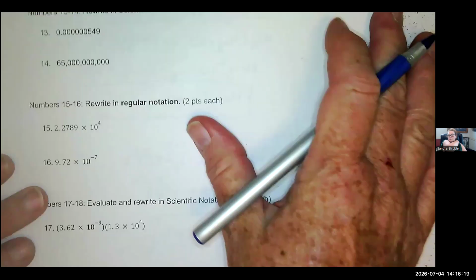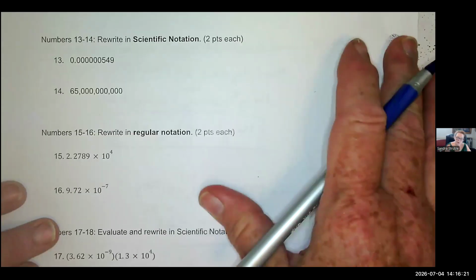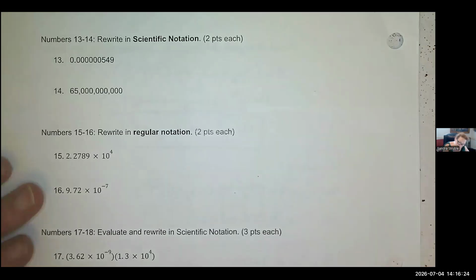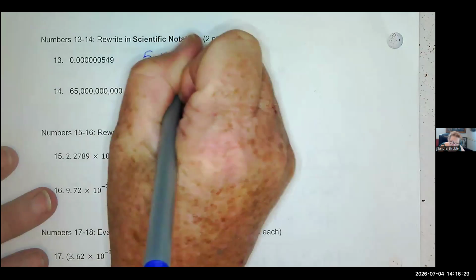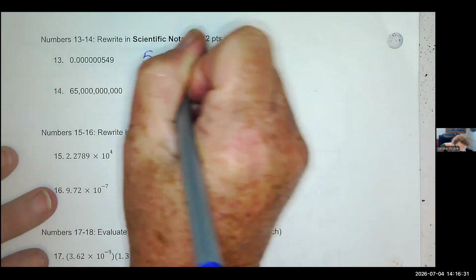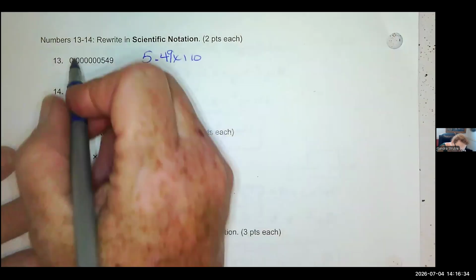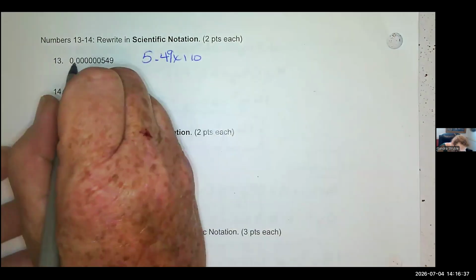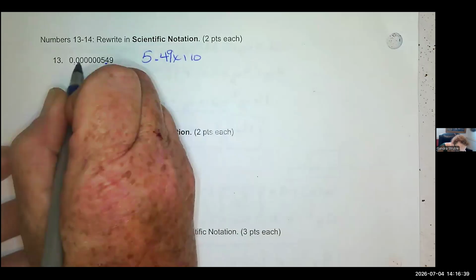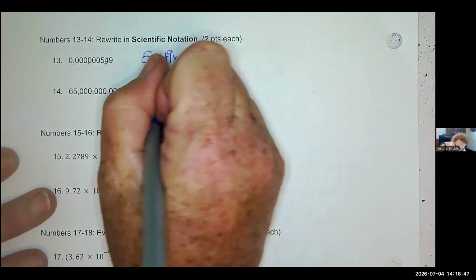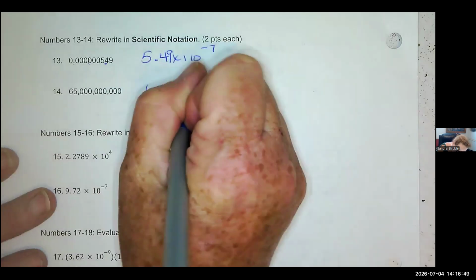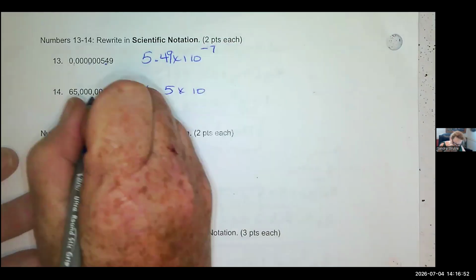All right, last page. 13 and 14, you're going to rewrite in scientific notation, and there are 2 points each. First thing you need to do is know that it needs to be 5.49, and then we need times 10 to the something. Well, that something is how many spaces does it take to get that decimal from here to here? And that's 1, 2, 3, 4, 5, 6, 7. So negative 7, because it would make it smaller. The other one would be 6.5 times 10 to the, it's going to be a positive number, 1, 2, 3, 4, 5, 6, 7, 8, 9, 10.